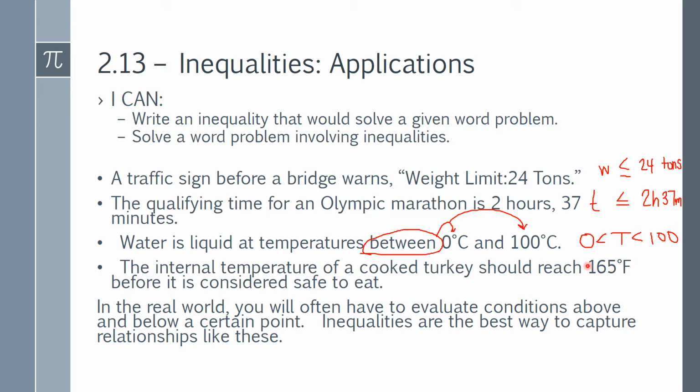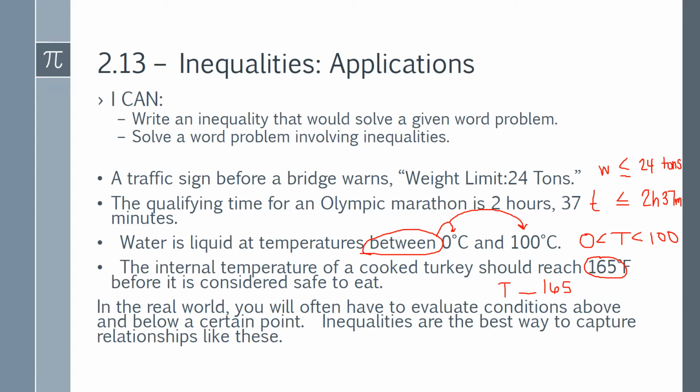All right, so the internal temperature of a cooked turkey should reach 165 degrees Fahrenheit before it is considered safe to eat. Important because we know Thanksgiving's coming up, and cooking a turkey is part of Thanksgiving traditions. So let's see. That means 165 is okay. 166 is okay. 167 is okay. But 164 is not. So again, I'm going to use T for temperature. 165 is what I'm comparing it to. I know that 165 is okay, so or equal to is okay.